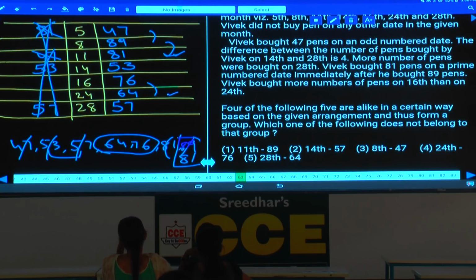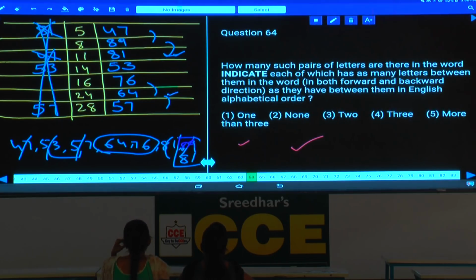28 and 64, these two are also consecutive, except choice 2. And in the remaining, between the date and the number of pens, only these two are adjacent to each other or consecutive. That is choice 2. Then question number 64.